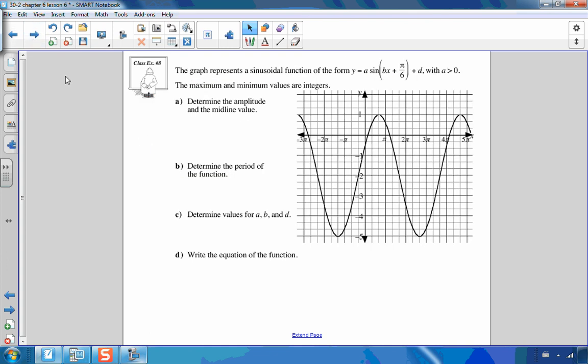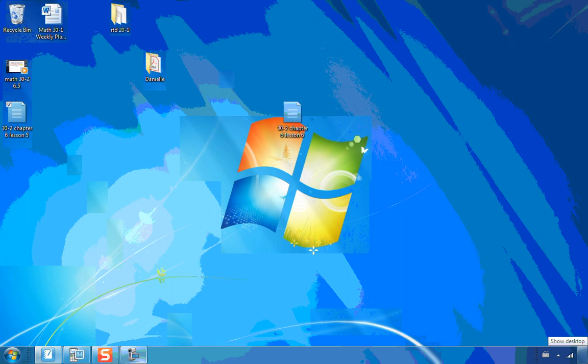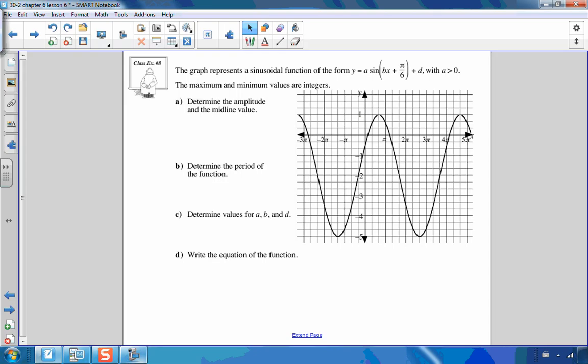Okay, this is our last example here. The graph represents a sine function in this form here, and they've given you the graph. We want to determine the amplitude and the midline value, and the max and min values are integers. The reason they told you that the max and min are integer values is so you know it goes up to, for example, if I go up here, exactly 1. So my maximum is 1, and my minimum is negative 5.